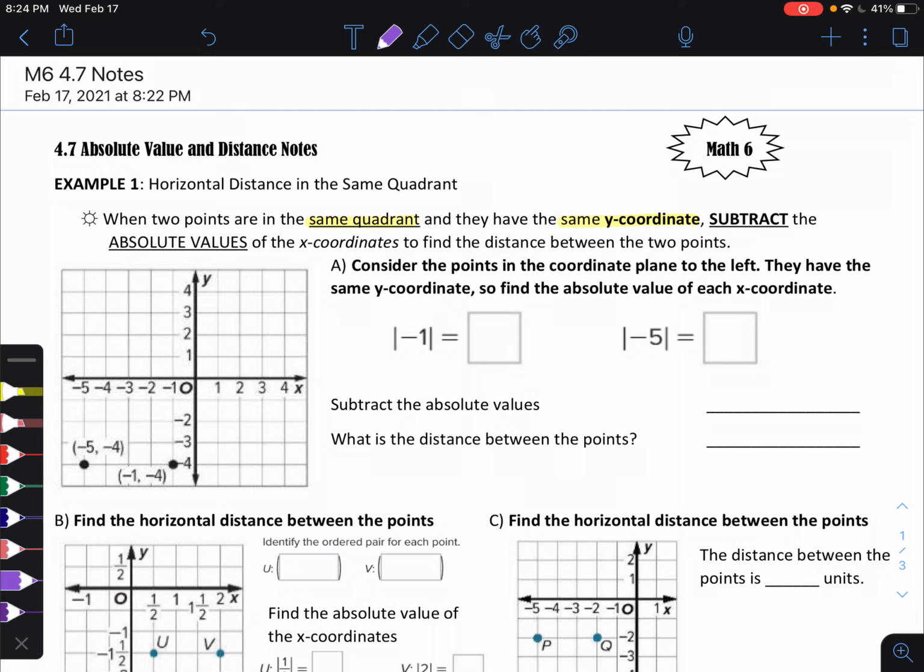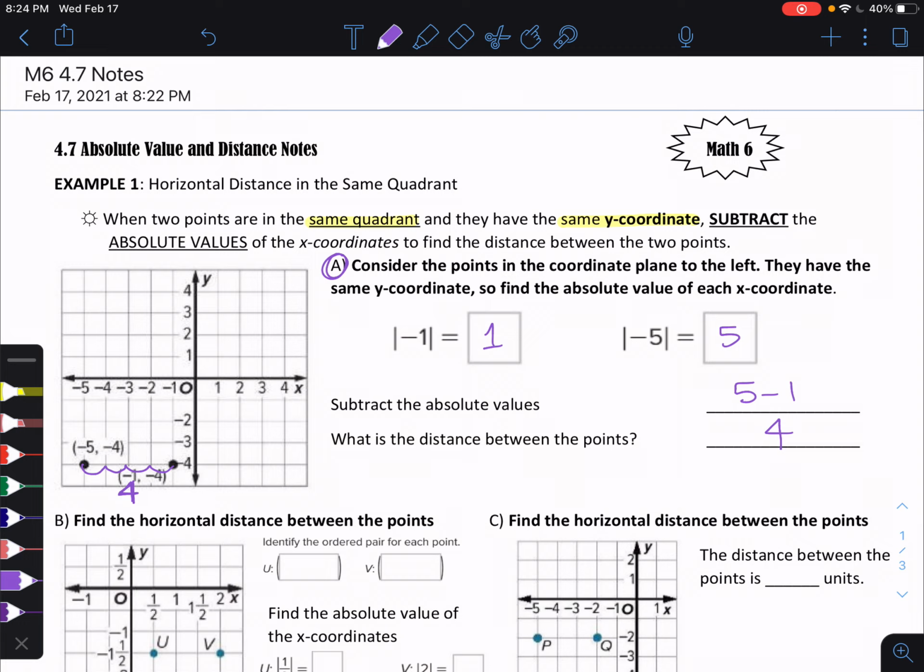So one thing I'm going to show here is on the graph, I can count the spaces in between. So I've got 1, 2, 3, 4 spaces in between. So that's going to be the distance between the points. What this over here is showing, part A, it says that the points have the same y coordinate. So let's find the absolute values of the x's. So the absolute value of -1 is 1, and the absolute value of -5 is 5. And then I can subtract these two things. So 5 minus 1 gives me that same distance, 4.